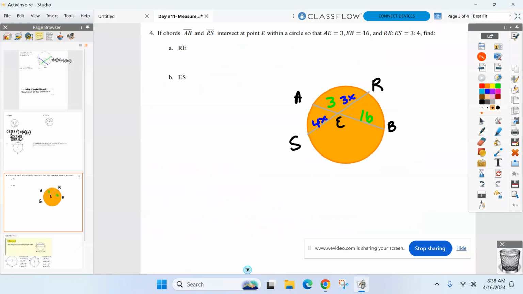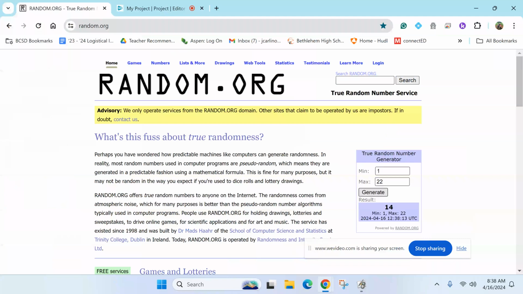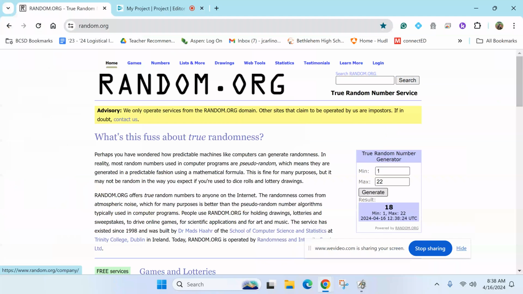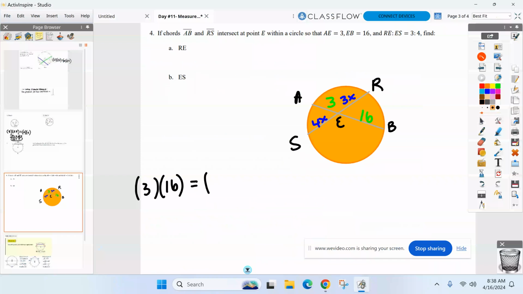All right, 1 chord is broken up into 2 parts. Name those 2 parts. Stephanie, back to you. 3 and 16. So 3 times 16, their product equals, name the other 2 parts of the other chord. Lily? 3x times 4x. Good, 3x and 4x. All right, the geometry's done, ladies and gentlemen. Oh boy, how about this algebra now?